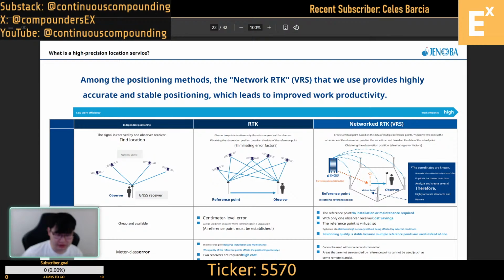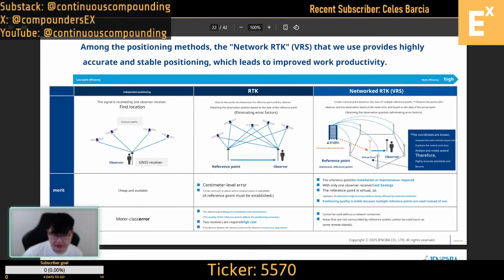The meter class error is cheap and available, but also leads to larger inaccuracies. Then there's the RTK, which offers centimeter level error. It can be used in places where communication is unavailable. So there's a reference point and there's an observer. Observe 2 points simultaneously, the reference point and the observer, obtaining the observation position based on the data of the reference point.